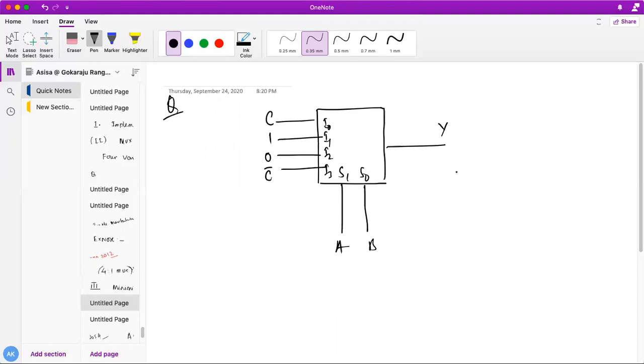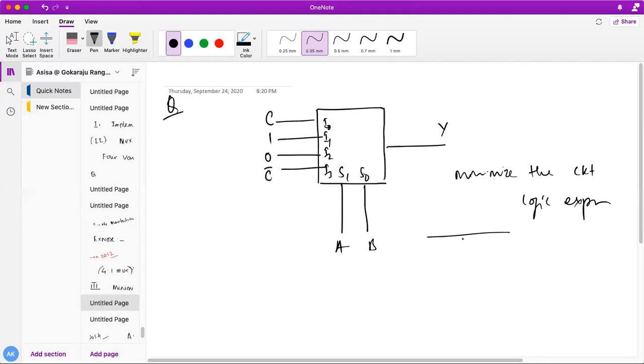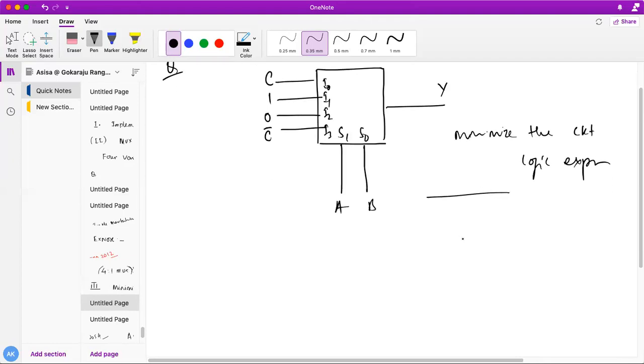They have again told us to minimize the circuit logic expression. They have given many choices. I am not writing those choices; obviously there will be some choices which will come up. So now what you have to do, very simple. I have told you AB is there, means it's actually 0 0. If 0 0, Y will be nothing else. You can get the truth table.